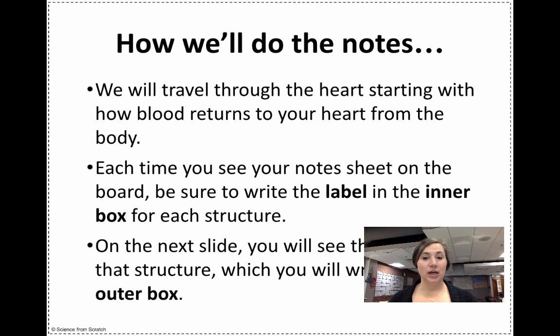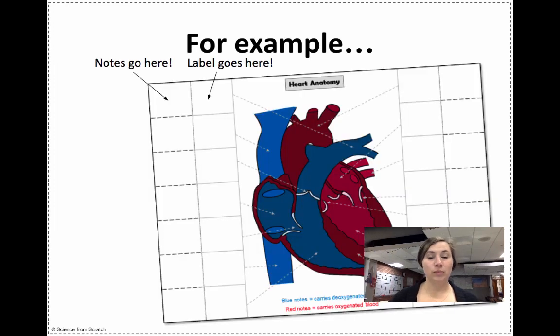And then each time you see your note sheet on the board, make sure you write the label in the inner box for each structure. So for example, whenever you see this, it's going to help you know which label we're going to first, and you're going to write that in here. So the structure goes here, and then what does that structure do goes on this side.